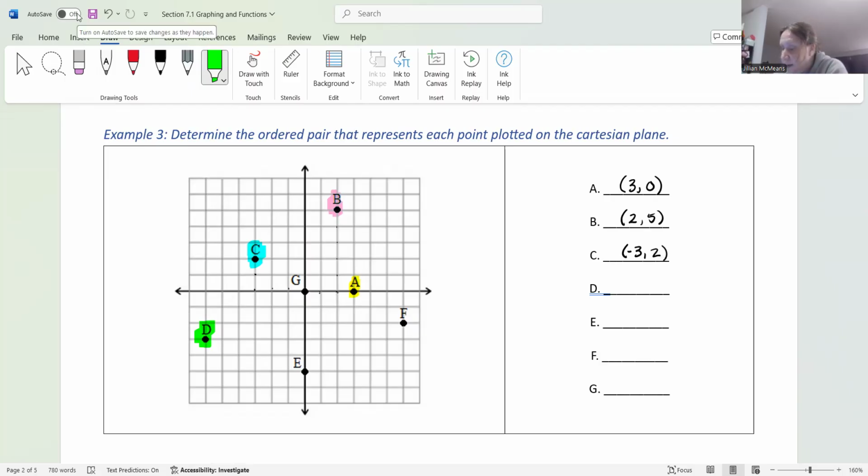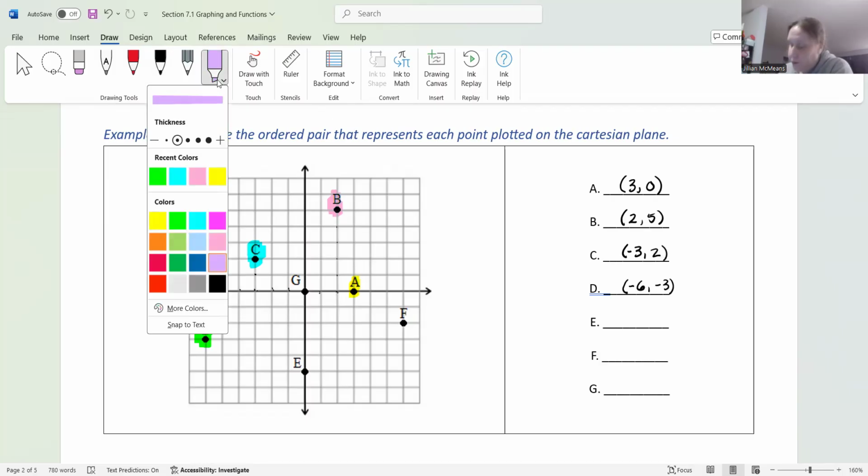All right, point D. How would we get to point D from the origin? Well, from the origin, I would have to go to the left 1, 2, 3, 4, 5, 6. And then I would have to go down 1, 2, 3. So my x coordinate would have to be negative 6, and my y coordinate would have to be negative 3.